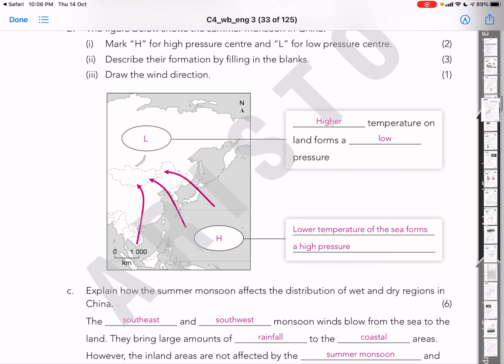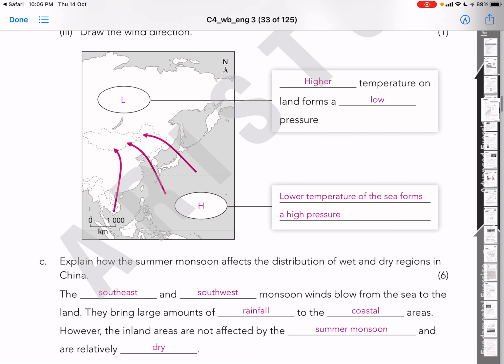So accordingly, the general situation will be like this, and this is very important, so I have made another YouTube video for this already. Be careful. High temperature will form a low pressure. As I said before, hot air will rise, and then it's going to be lower in terms of air pressure. But once it's cooler, the air pressure will be higher, and then it will sink. Lower temperature of the sea forms a higher pressure.